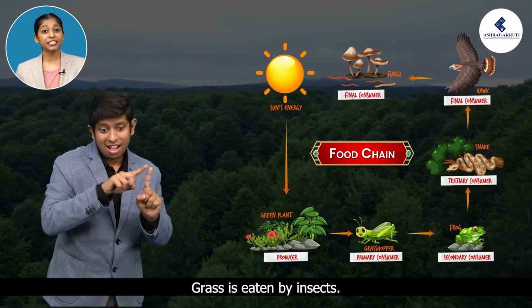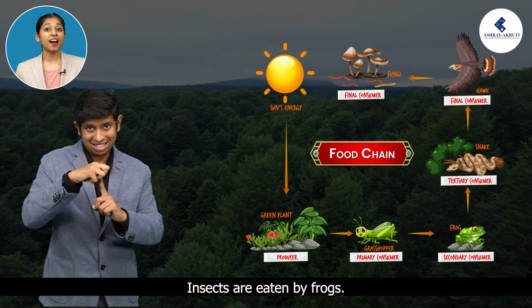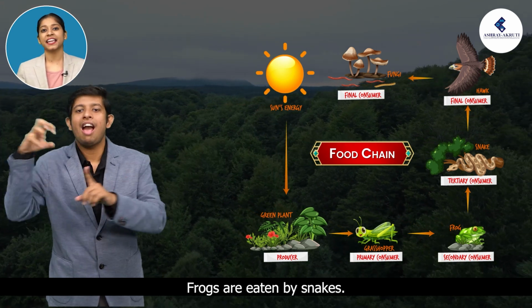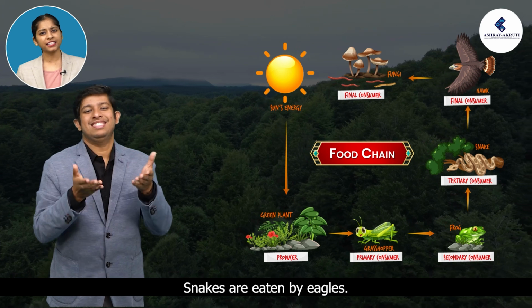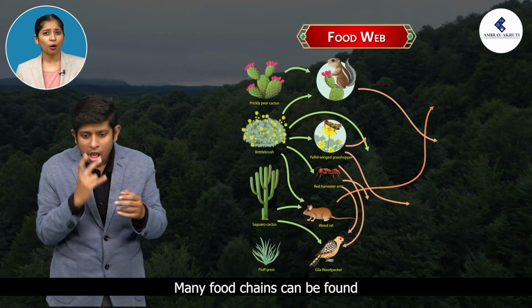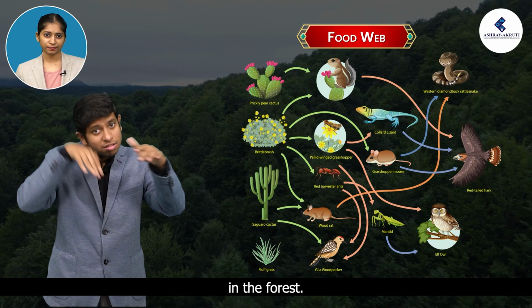Grass is eaten by insects. Insects are eaten by frogs. Frogs are eaten by snakes. Snakes are eaten by eagles. Many food chains can be found in the forest.